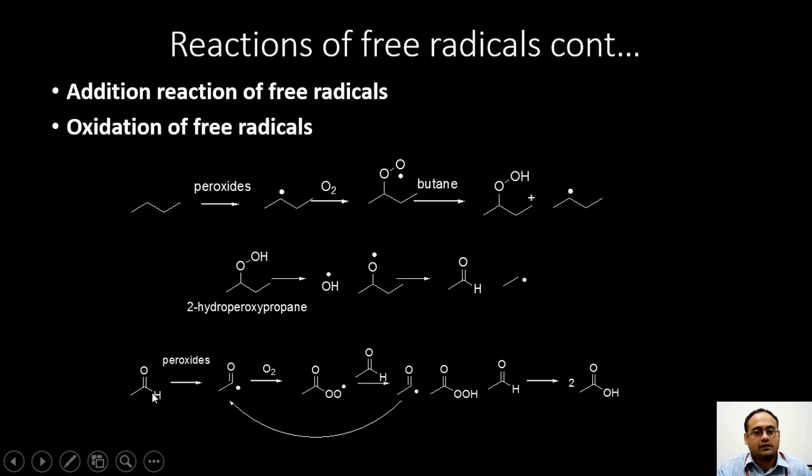Similarly, we can see that aldehydes in the presence of peroxide will lead to acyl radicals. These in the presence of oxygen give us the peroxy acid radicals. These in the presence of the aldehyde, which is coming from the same reaction mixture, will give us the acyl radical, which will continue the cycle, whereas the peroxy acid component fragments to give us two molecules of acids. So aldehydes can be converted into acids in the presence of peroxide and oxygen in this reaction.